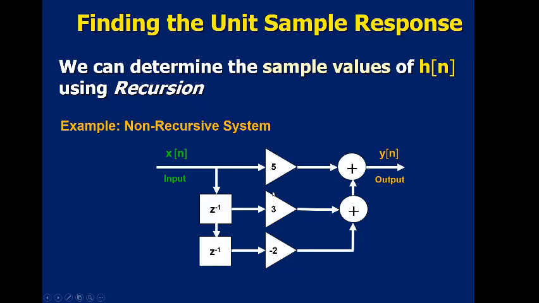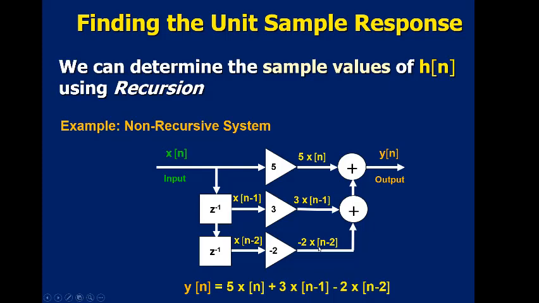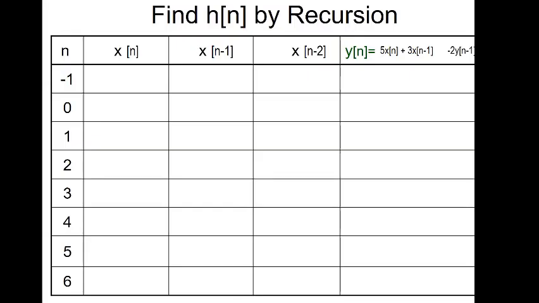And we might recognize from this block diagram that the difference equation is going to be Y of n equals 5x sub n plus 3x sub n minus 1 minus 2x sub n minus 2. And this is a linear, time invariant, dynamic, causal difference equation. So let's see if we can find a unit sample response for this. And we'll need a recursion table to do that. So if we have 3 terms in our difference equation, we have an x sub n minus 1, x sub n minus 2. So we'll need columns for each of those.